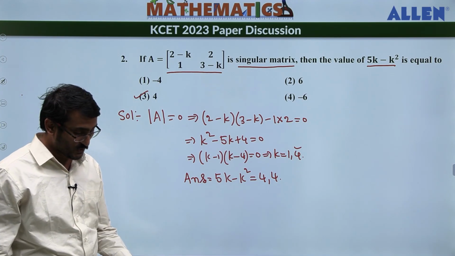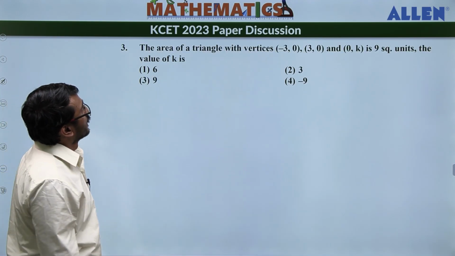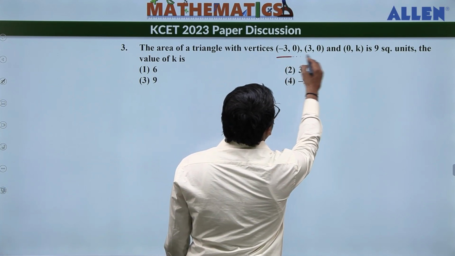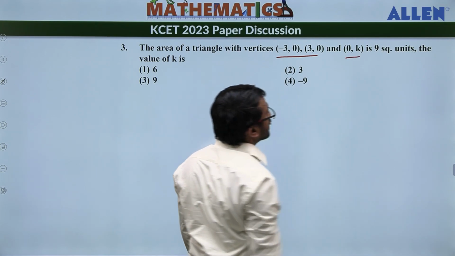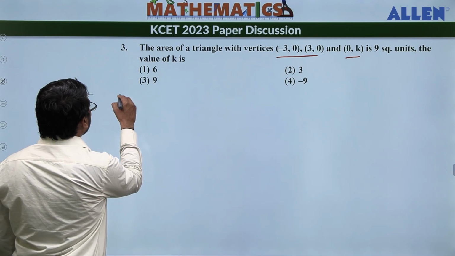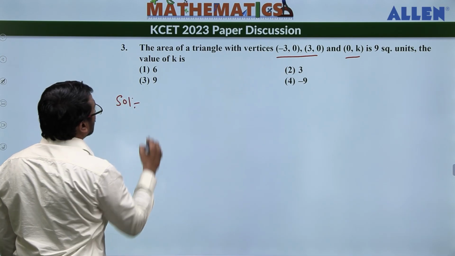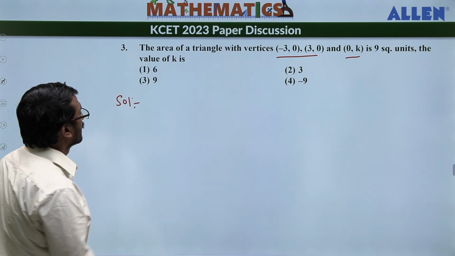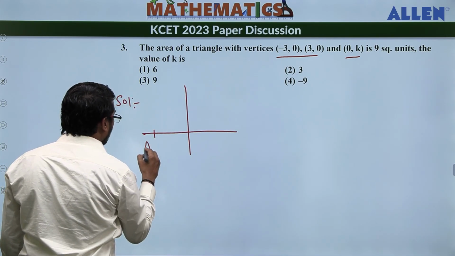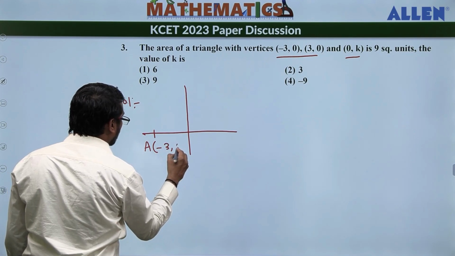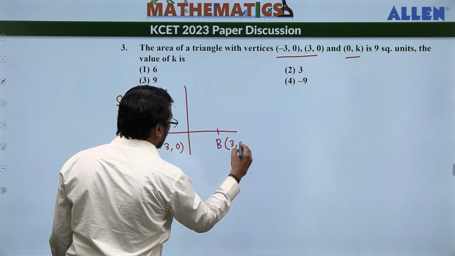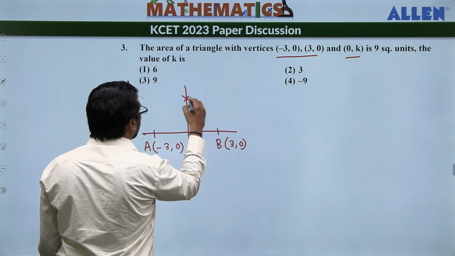Now, let us go to question number 3. The area of a triangle with vertices minus 3 comma 0, 3 comma 0 and 0 comma k is 9 square units. The value of k is. So, let us solve the question. This is x axis, A of minus 3 comma 0, B of 3 comma 0 and C of 0 comma k.